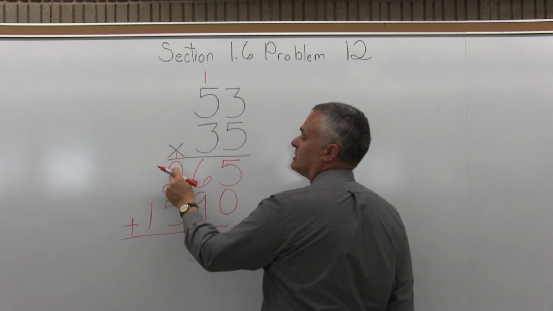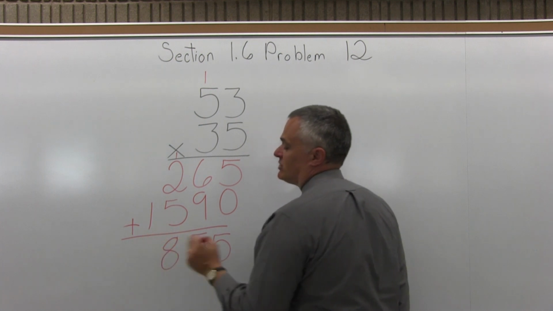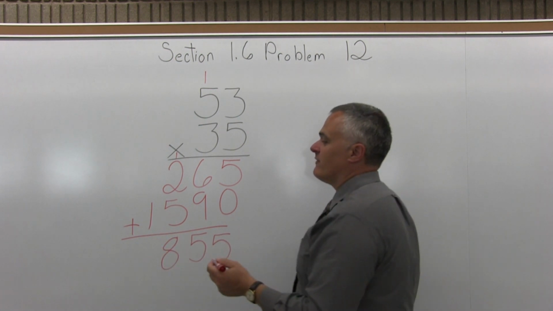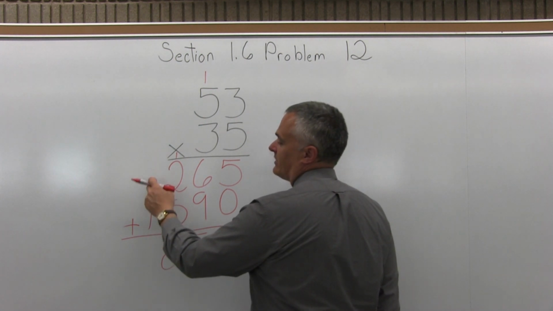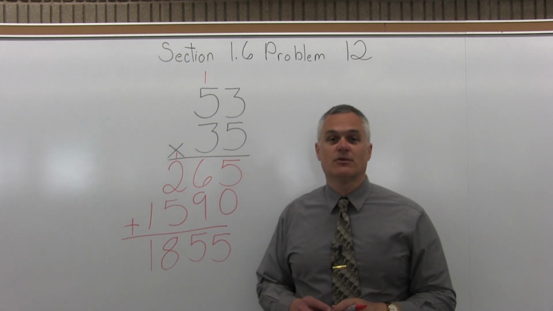So 1 plus 2 is 3. 3 plus 5 more is 8. And just 8, there's nothing to carry. The very final digit is just a 1. You have nothing plus 1, which is 1. So the final answer is 1,855.